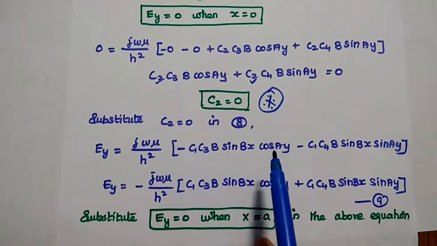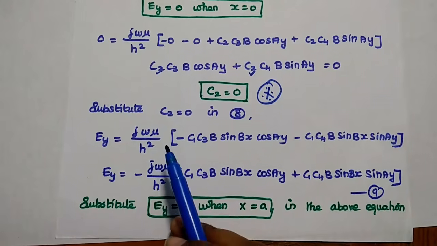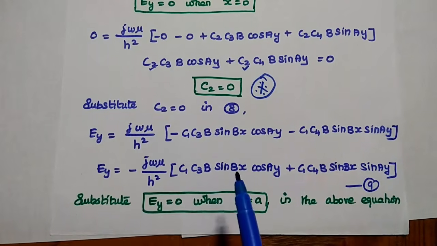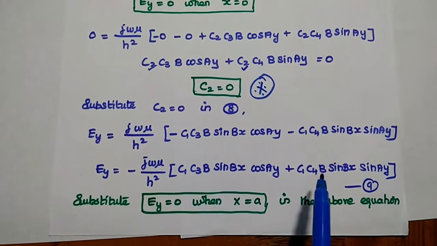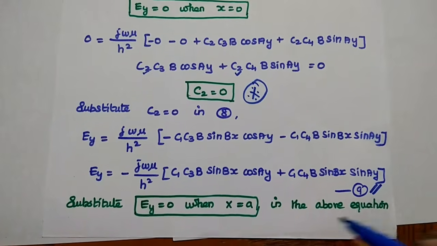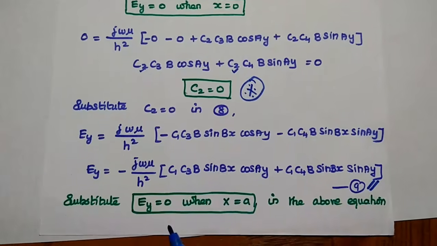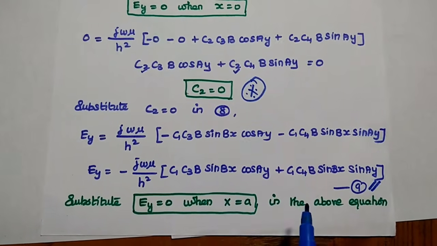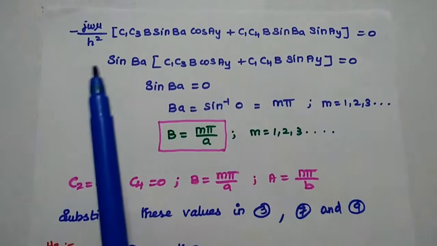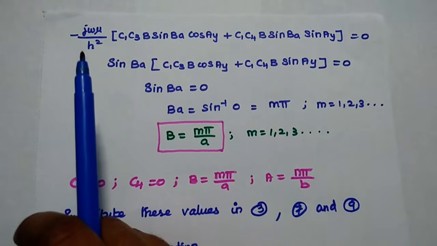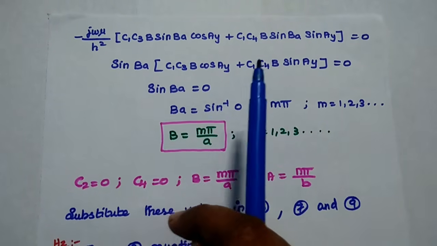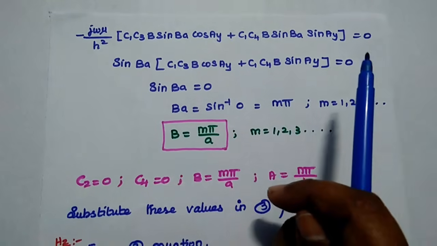Here we can take this minus as a common one outside. Then this term can be written like this: Ey is equal to minus j omega mu by h squared C1 C3 B sin Bx cos Ay plus C1 C4 B sin Bx sin Ay. Consider this as the ninth equation. So next we are going to substitute the boundary condition Ey is equal to 0 when x is equal to a in this ninth equation to get the value of b. Okay. Then the ninth equation becomes minus j omega mu by h squared C1 C3 B sin Ba cos Ay plus C1 C4 B sin Ba sin Ay is equal to 0.